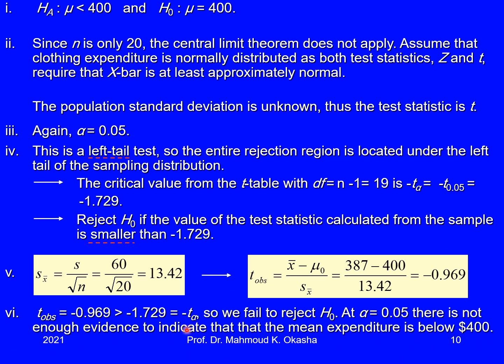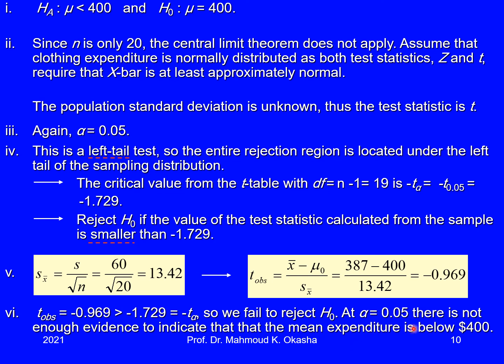This is not less than the critical value. Because of the minus sign, it is greater than the critical value, so it falls on the right hand side of the critical value. So it will not fall in the rejection region. It falls in the non-rejection region.